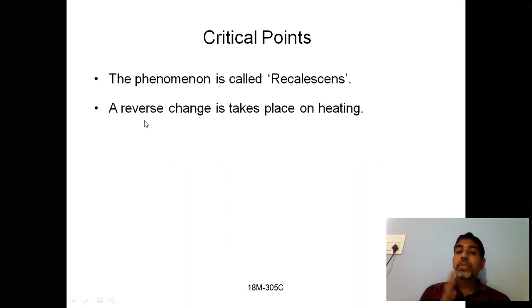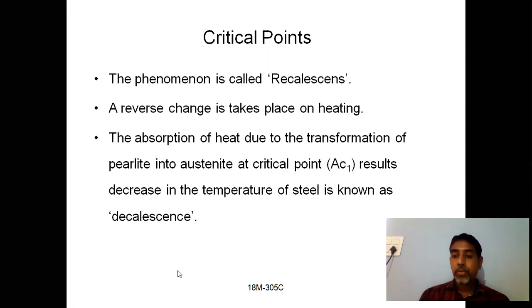And the reverse is also possible while heating. The reverse change is known as decalescence. In the reverse, if you see here, there is absorption of heat due to the transformation of pearlite into austenite. In the previous case, austenite was converted into pearlite, but here pearlite is converted into austenite at the critical point AC1. Here the temperature is decreasing.